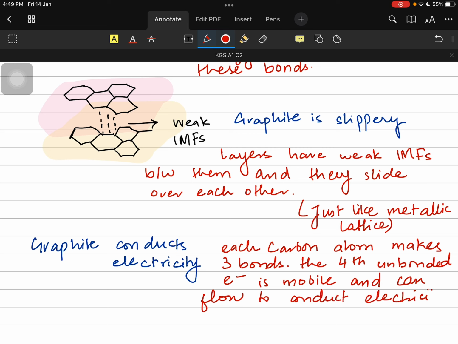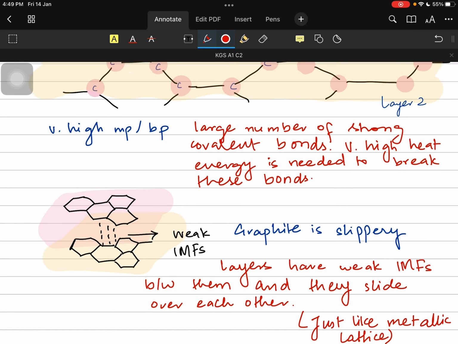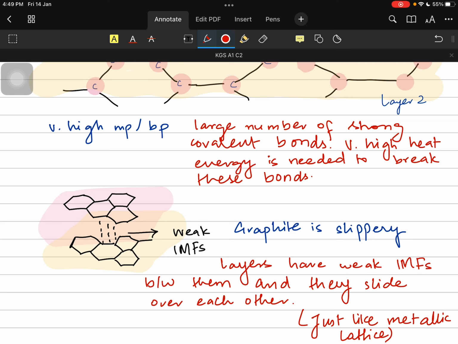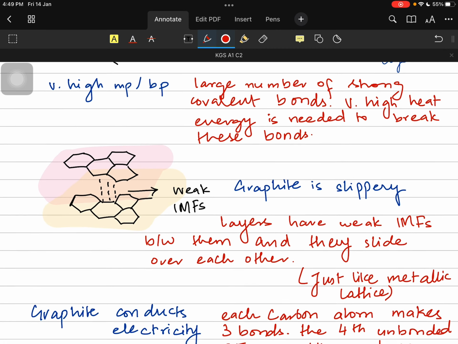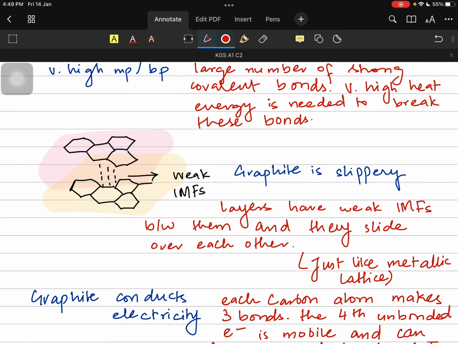So it's got something similar with diamond and silica, and something different. What's the same? The very high melting and boiling point is the same, right? Because they both also had a large number of covalent bonds which required high heat to break the bonds and to make the structure molten. Graphite is very slippery. Diamond wasn't slippery. Diamond did not have any layers.